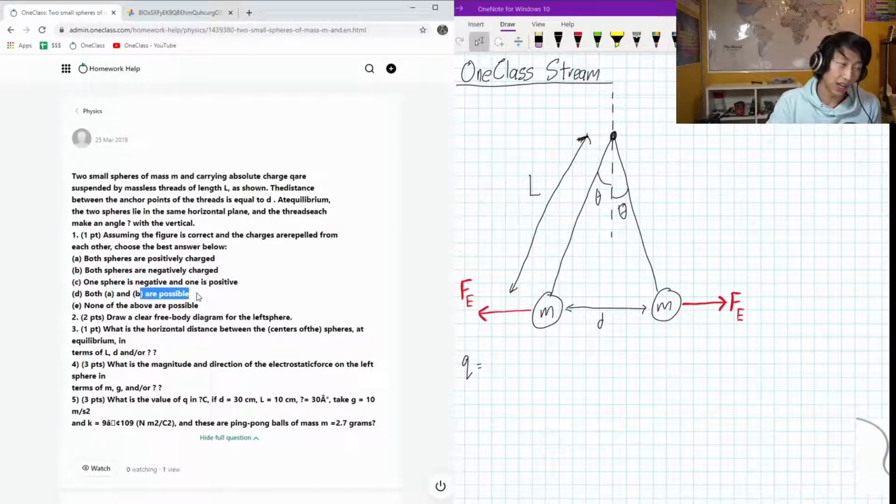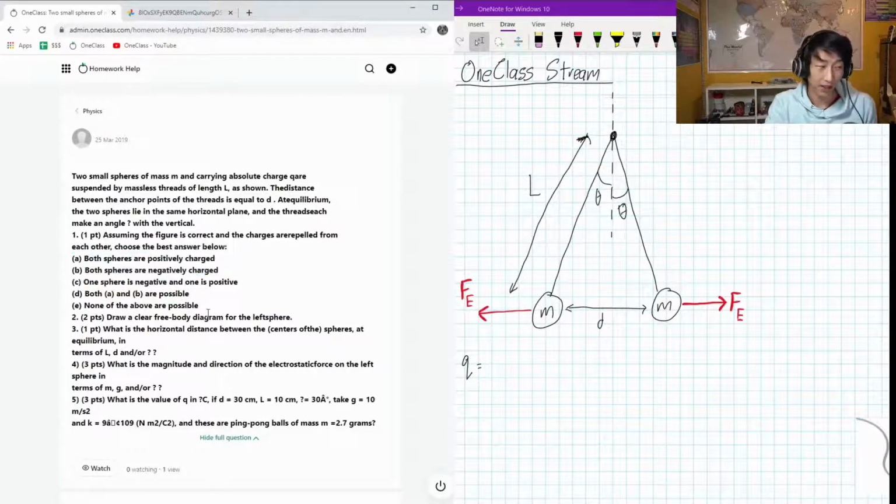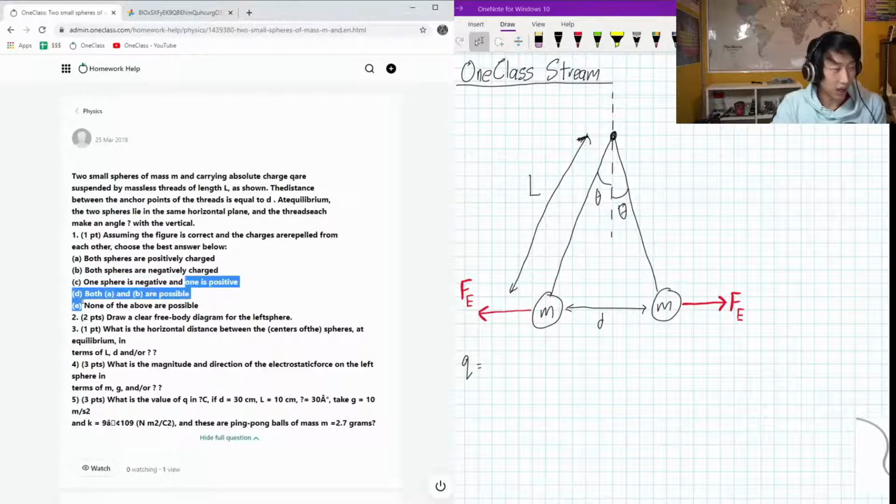And D, both A and B are possible. That is correct. And E, none of the above are possible. Well, that in itself is not going to be a possible answer because we got all the possibilities for what the charges can be. Charges are either positive or negative. So the only possible combinations are double positive, double negative, or one of each. And to say none of them are possible, I don't know about that one. So yeah, it's got to be C.